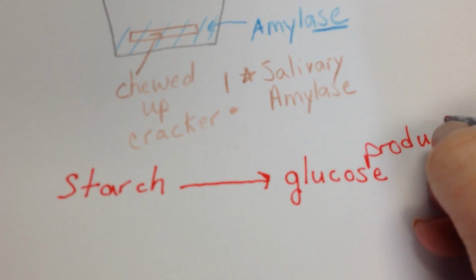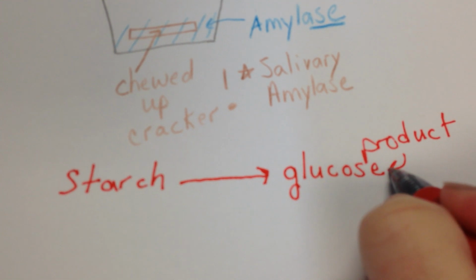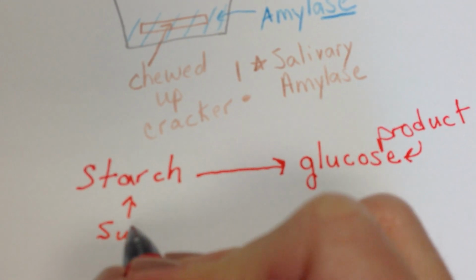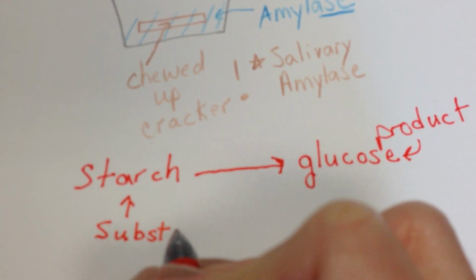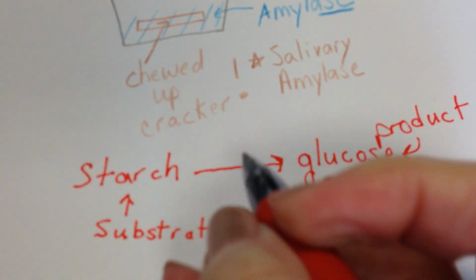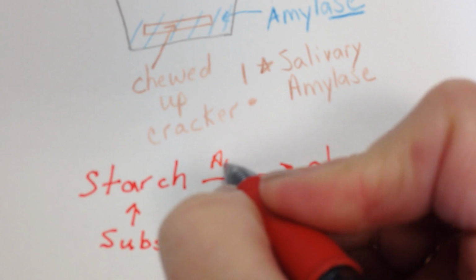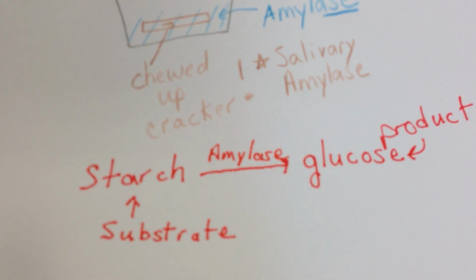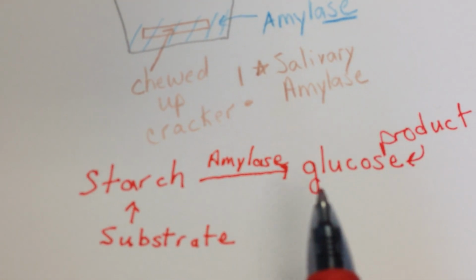So what would we call starch? We would call that our substrate, wouldn't we? So that's our substrate. And in order to get this reaction to go, we added saliva, which is the amylase. Okay, so if that reaction takes place, we're going to have glucose.